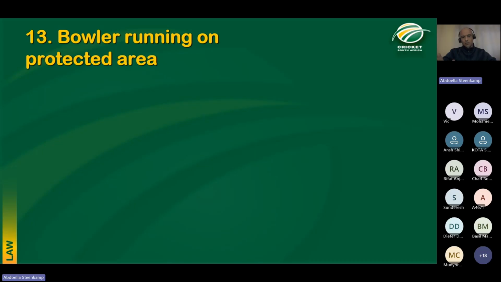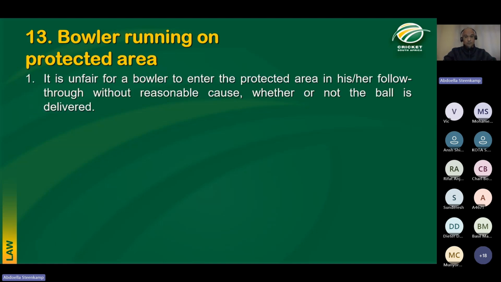So how do we deal with a bowler running in the protected area? I've mentioned earlier, a big part of our job as umpires is that we need to protect that protected area. So what happens if the bowler runs into that protected area? It is unfair for the bowler to go into that protected area if there's no reasonable cause.